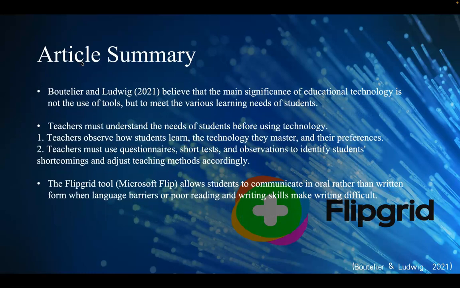Teachers must understand the needs of students before they use technology, right? So first, teachers observe how students learn, the technology they master, and their preferences. Second, teachers must use questionnaires, short tests, and observation to identify student shortcomings and adjust teaching methods accordingly. The Flipgrid tool allows students to communicate orally rather than in written form when language barriers or poor reading and writing skills make writing difficult.